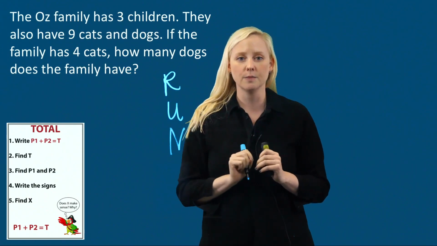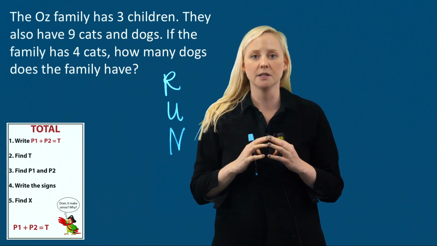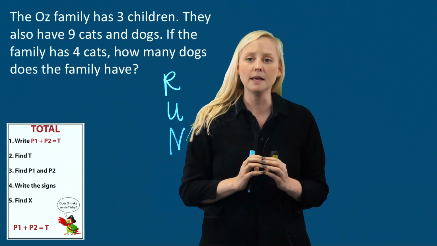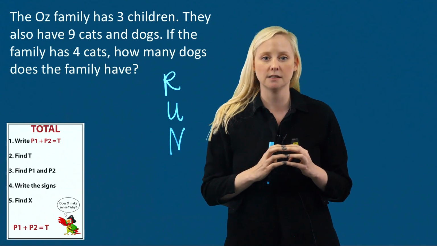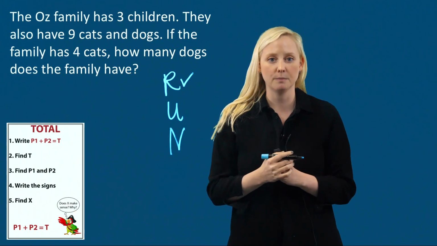The R stands for read the problem. Let's read the problem. The Oz family has 3 children. They also have 9 cats and dogs. If the family has 4 cats, how many dogs does the family have? We check off the R because we've read through the problem.